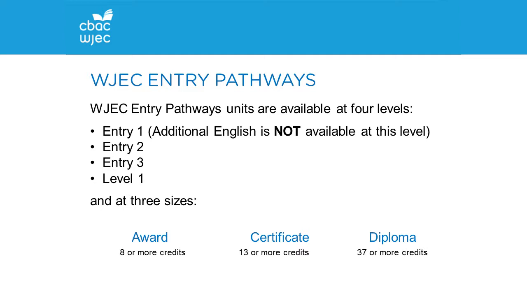There are also 3 sizes of qualification available through the Entry Pathways system: Award, which consists of 8 or more credits, Certificate, which consists of 13 or more credits, and Diploma, which consists of 37 or more credits. Additional English as a qualification is available in 2 sizes: the smaller qualification, the Award, or the medium-sized qualification, the Certificate.